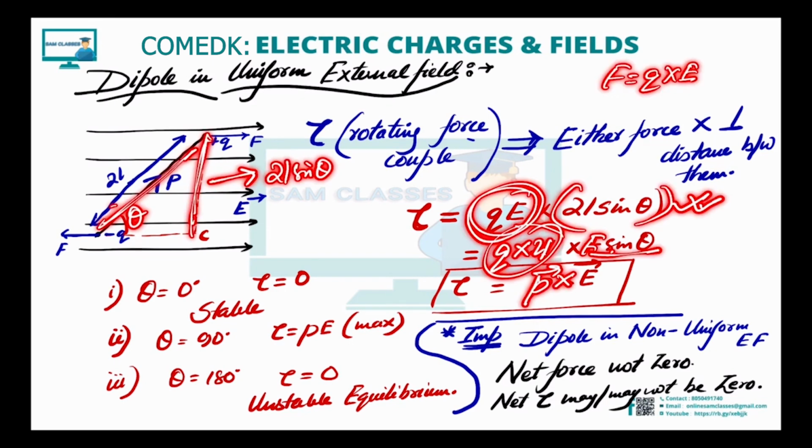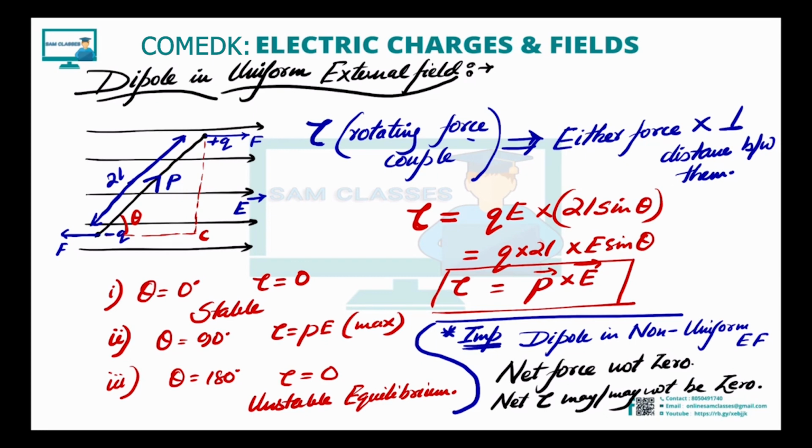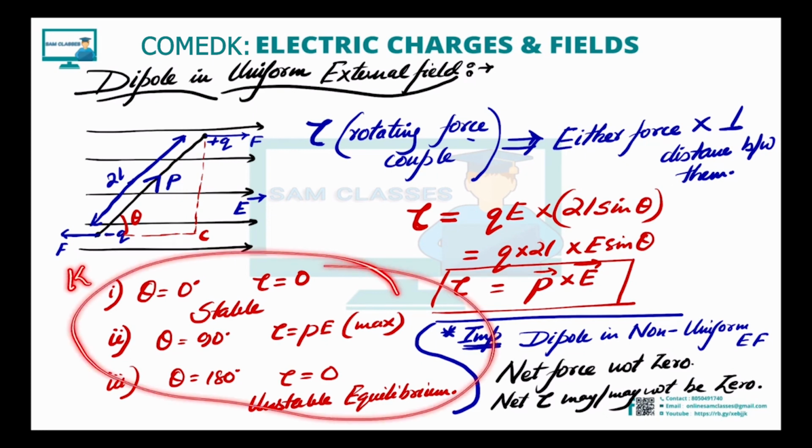So charge into 2l, I know that is equal to P, so it is PE sine theta. PE sine theta, I can write it as P cross E. We already know A vector cross B vector is AB sine theta. Clear? Done.